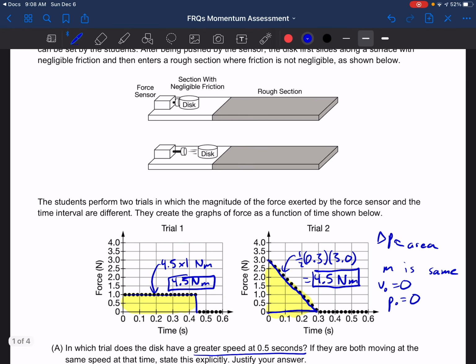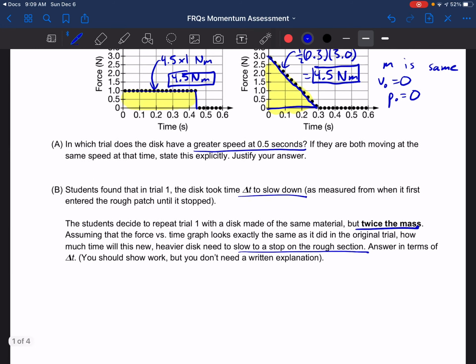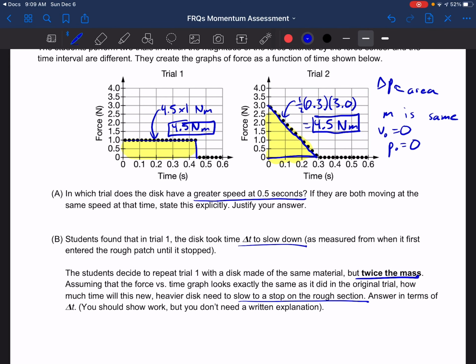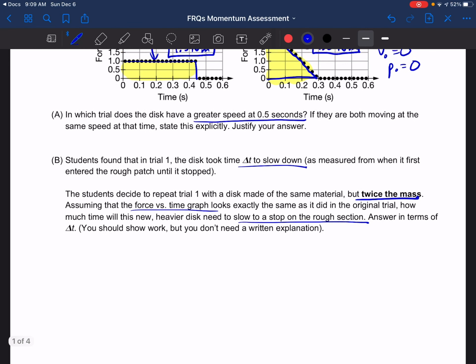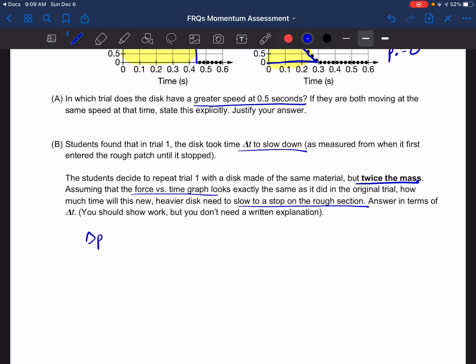So remember, there's these two sections. They're saying that we're going to double the mass of the disk, so we're going to make this disk twice as big, and we're going to apply that same initial force. We don't care how far, we care how long it takes to come to a stop if we double the mass of that disk. So if the force time graph looks exactly the same, what that means is the delta P is going to be the same. It's not going to change if we make the disk heavier.